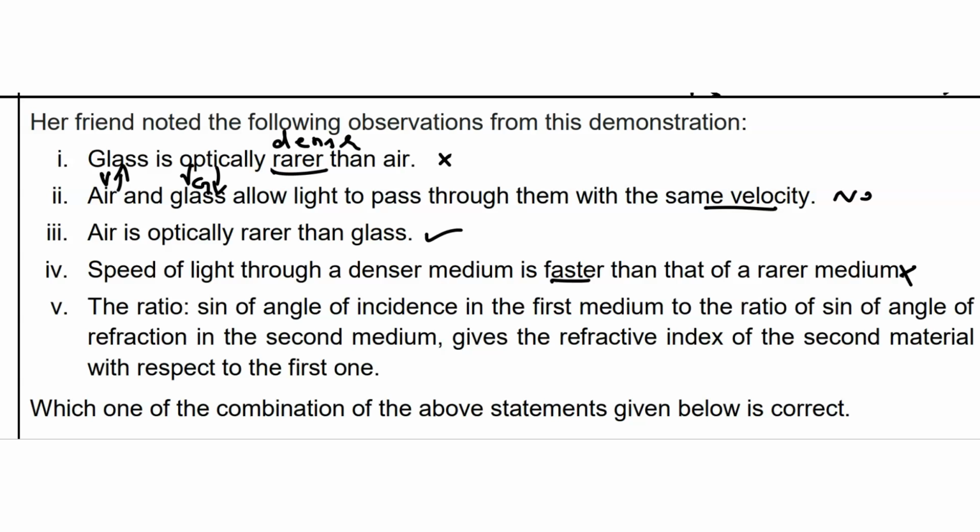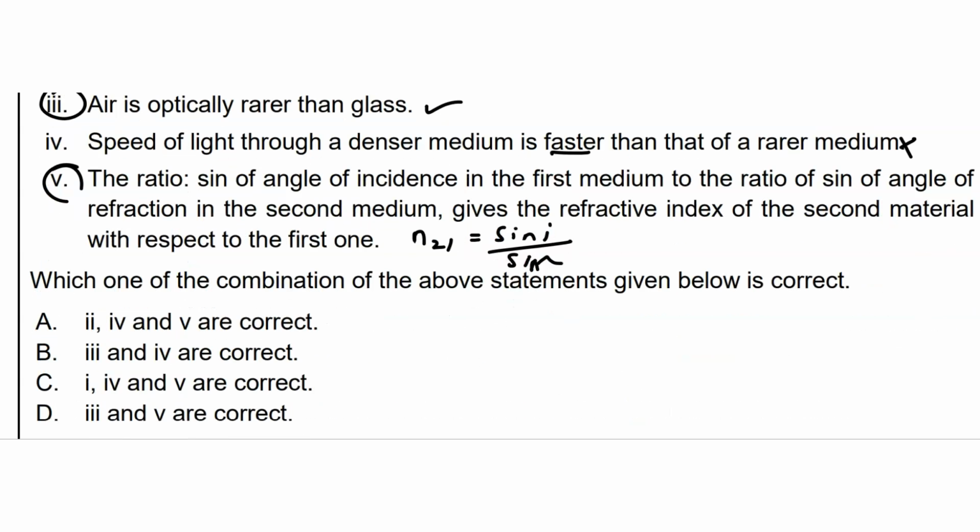The ratio of the sine of the angle of incidence in the first medium to the sine of the angle of refraction in the second medium gives the refractive index of the second material with respect to the first. Yes. We just now saw that Snell's law is n21, which is sine i by sine r. Yes, it is obeying the given case. So what are the possible correct answers? Statements 3 and 5. So which one of the combinations of the above statements given below is correct?